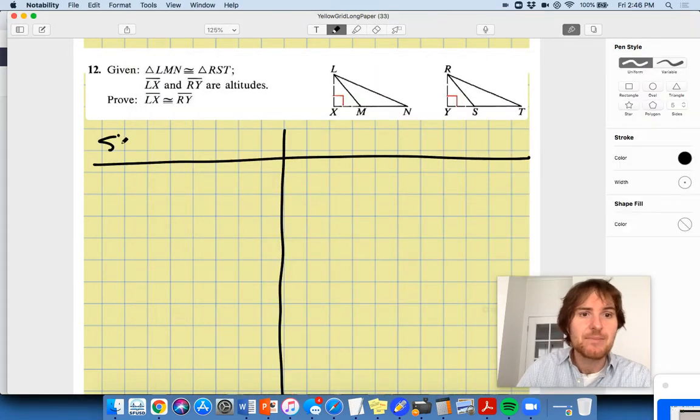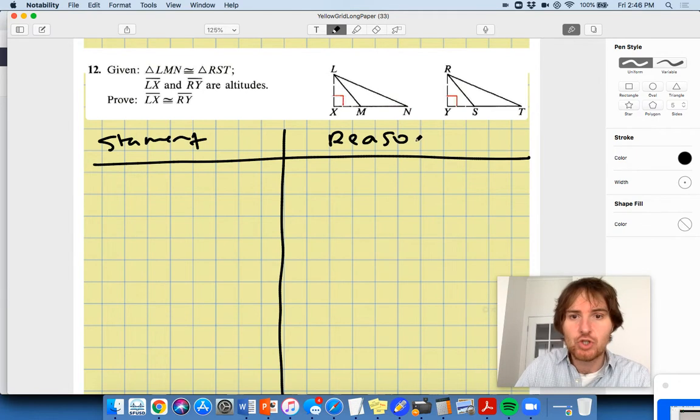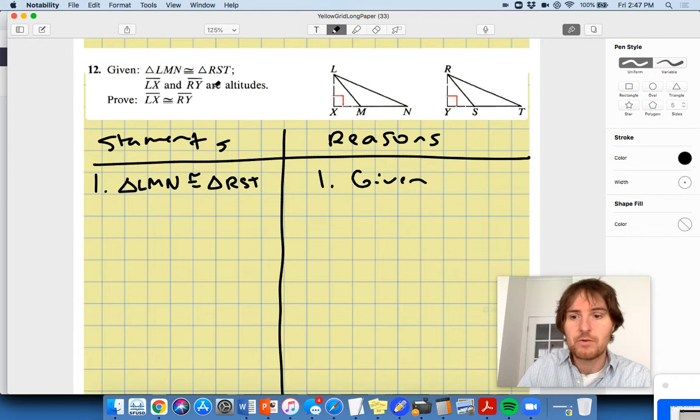So for my statement number one, I want to get that helper triangle into my proof. Statements, reasons. Step one, triangle LMN congruent to triangle RST. And that's a given premise. These are called your given premises. That's called your given diagram. Your given premises, given diagram, and you have a proof statement. You're copying all this down, right? Don't get started on the proof until you've copied it all down. I already have it here, so I'm going to keep going.